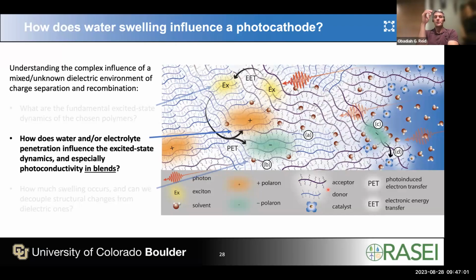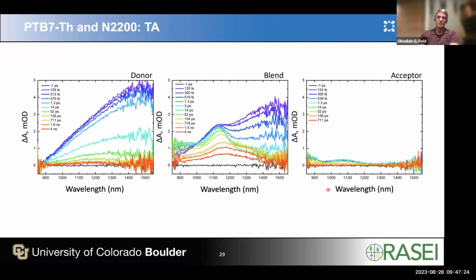All right, and so then we come to thinking about these blend systems, where we're still at the stage of taking these systems, putting them in water, and finding out what happens before trying to get into the really detailed questions of what exactly is the dielectric constant, how much water is going in, etc. This is just the baseline TA characterization of the donor acceptor blends that we received from Aaron's group, where this is the TA on the dry films, where the donor is PTB7-Th, the acceptor is N2200.